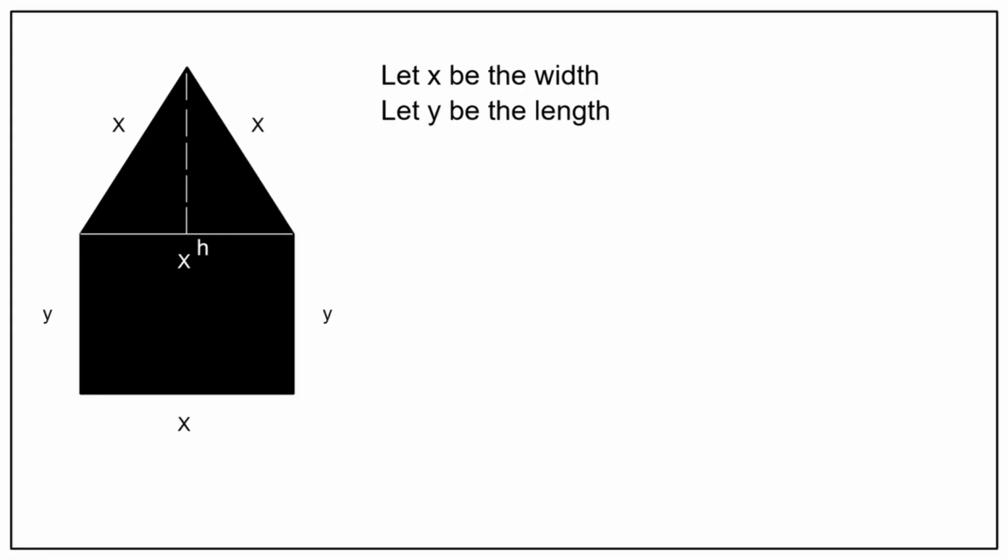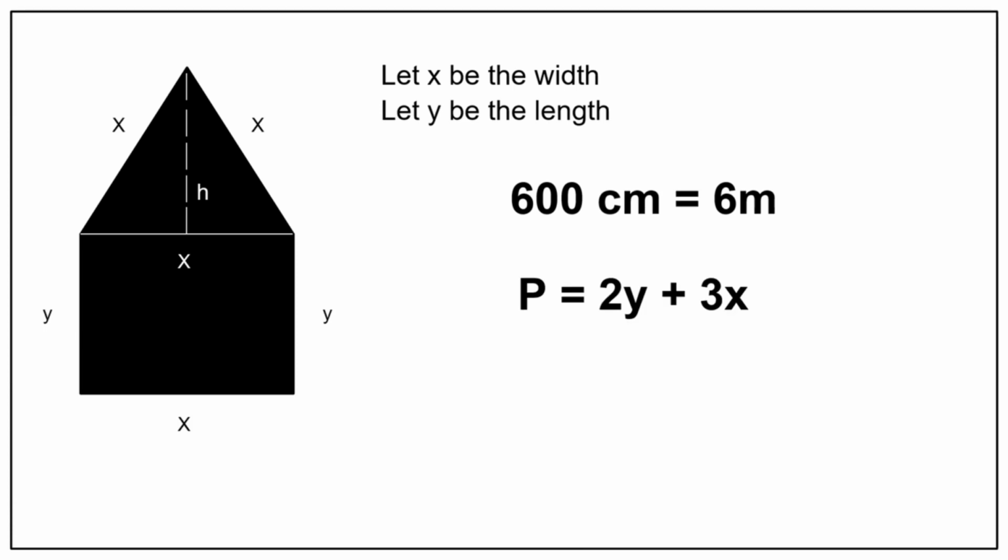Since it is an equilateral triangle, we can let all these three sides be x. Now we are given a perimeter of 600 cm. First, let us convert it into meters so that the value will not be too large. 600 cm is equal to 6 meters. The perimeter of this sketch is equal to 2y plus 3x. Since the value of the perimeter is given, we can write it as 6 equals 2y plus 3x.